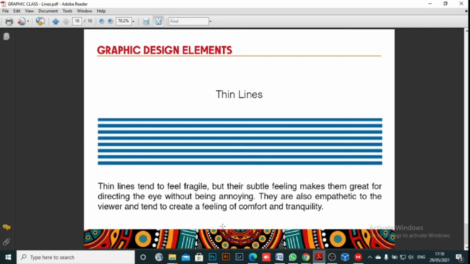Don't forget that the reason for applying lines in your project is, one, to create differences between elements. Number two, to guide the viewer's eye to important things on your project.